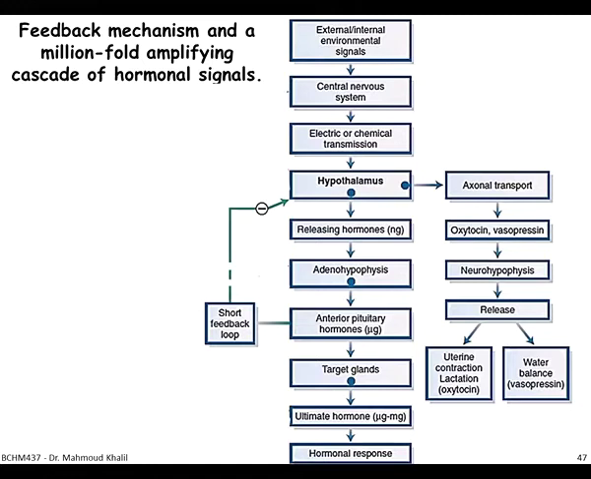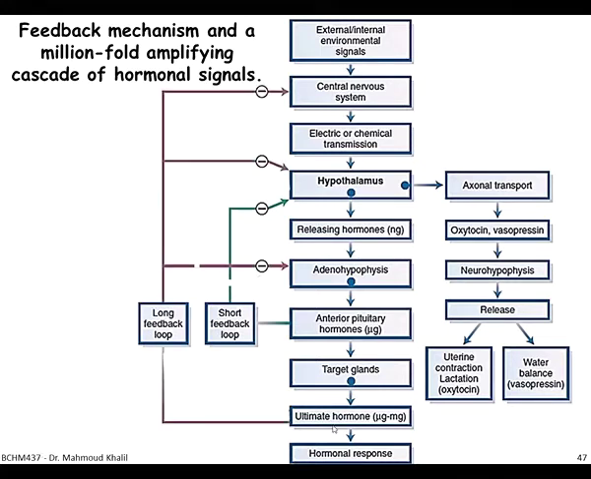For negative control, you can see that at the level of the anterior pituitary hormone that is released from the anterior pituitary gland, it can have a short feedback loop that will shut down the hypothalamus. There is another level of negative regulation done by the ultimate hormone itself, through shutting down the hypothalamus or even the central nervous system. And this is a longer feedback loop. So we have a short feedback loop and a longer feedback loop.